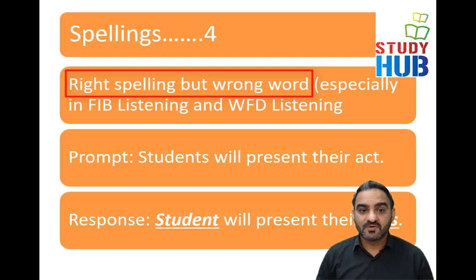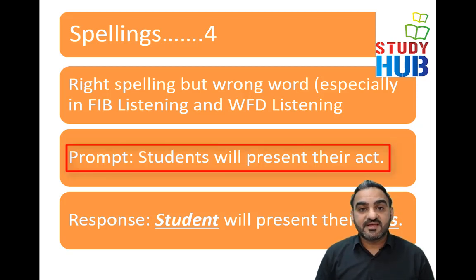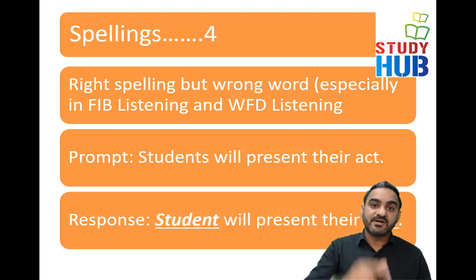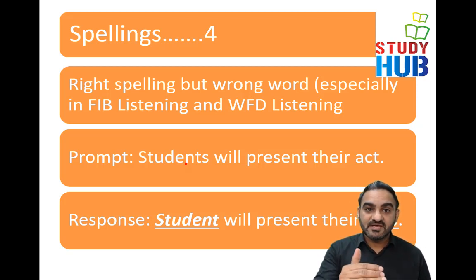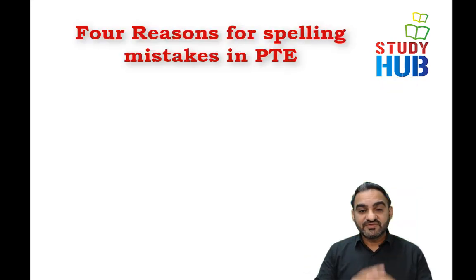For example, let's say your prompt for write from dictation was: students will present their act. Students will present their act. And you ended up writing: student will present their acts. The spelling of student and acts is not wrong, and it has nothing to do with British or American convention. Still, I'm going to lose score for those 2 words because my spelling is right but the word is wrong. Rather than writing students, I'm writing student. Rather than writing act, I'm writing acts. So these are the main 4 reasons why people end up making spelling mistakes.